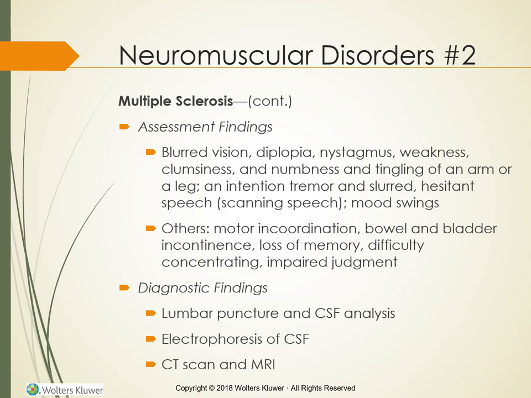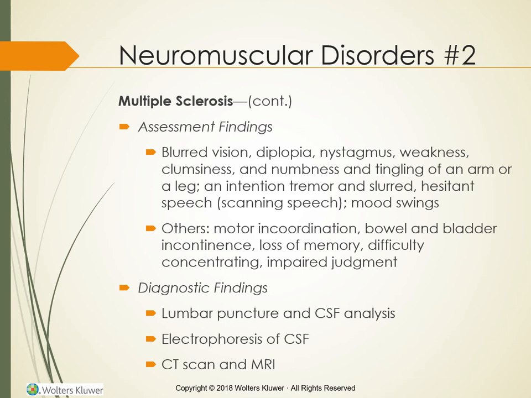Mood swings and emotional lability are common. Weakness of an arm or a leg progresses to ataxia, which is motor incoordination, or paraplegia, which is paralysis of both legs. Occasional bowel and bladder incontinence lead to total incontinence. Slight visual disturbances end in blindness. The illness impairs intellectual functioning late in its course. Loss of memory, difficulty concentrating, and impaired judgment occur.